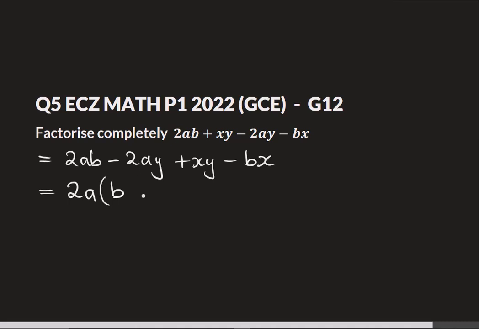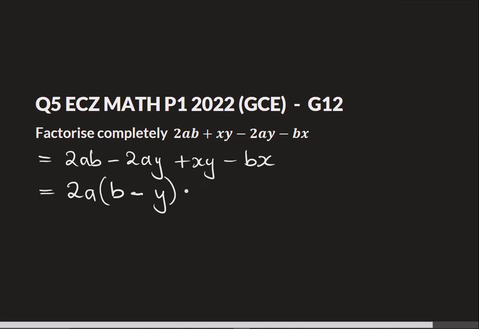We do the same for the second term. What can we multiply by this 2a to have negative 2ay? First, we treat the sign there. It should be negative, and then we put our variable. We do the same for this other one. We will start with a negative this time because of how we're going to go about the question.